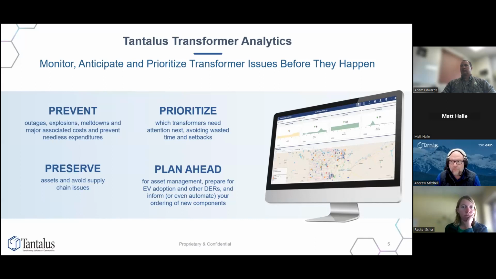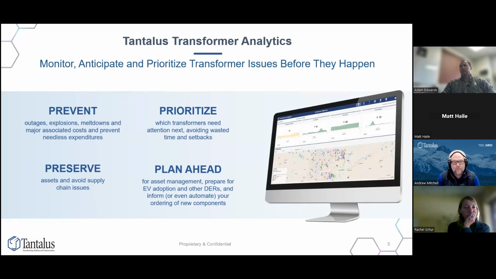We want to make sure we're helping you to address those. And so our solution is really designed, we look at it from 4 different angles. One is to prevent. Can we help with addressing and mitigating emergent issues, outages, explosions, real activity that needs to happen based upon some type of issue that needs to be addressed imminently? Can we help to prioritize what you're seeing on your grid and how you're using transformers today and going forward, which need attention, which may need to be moved? Are we wasting capability or capacity in addressing those issues?